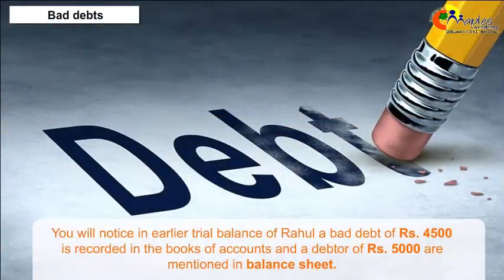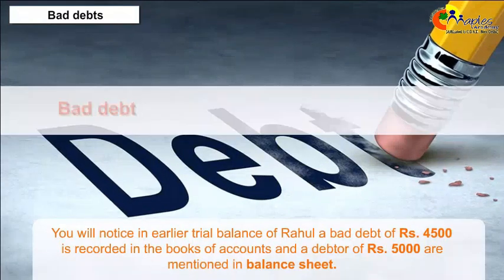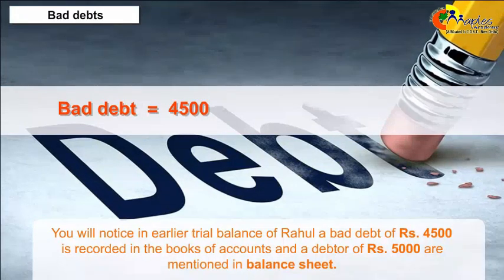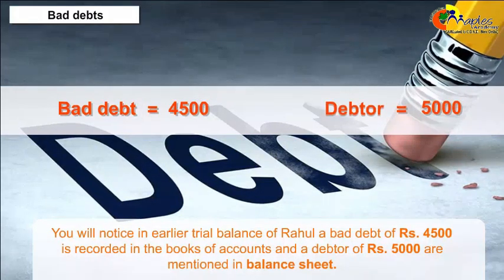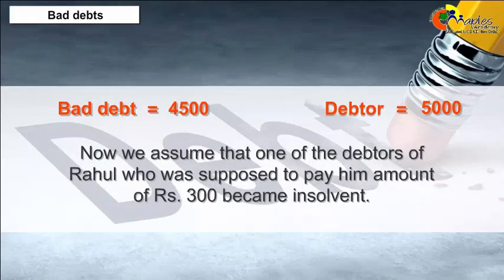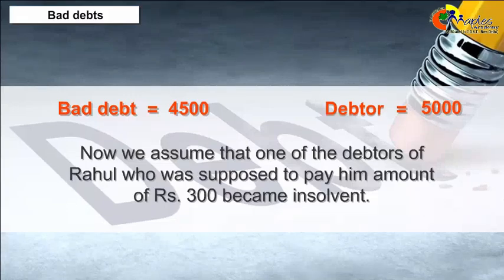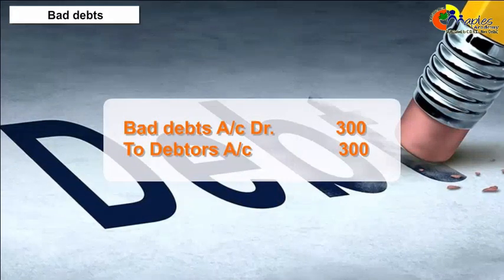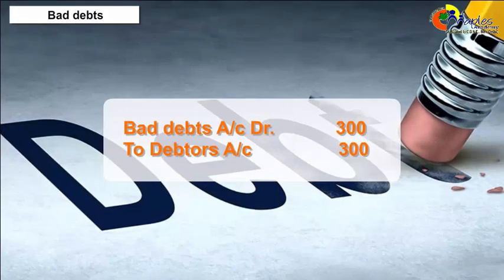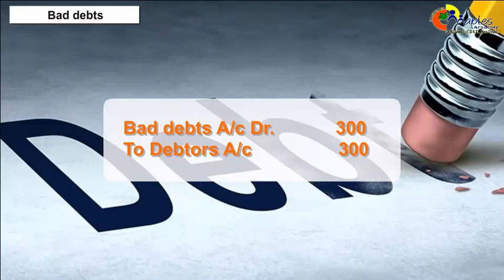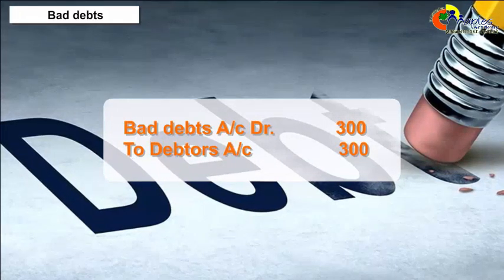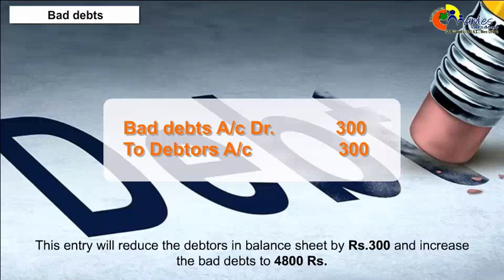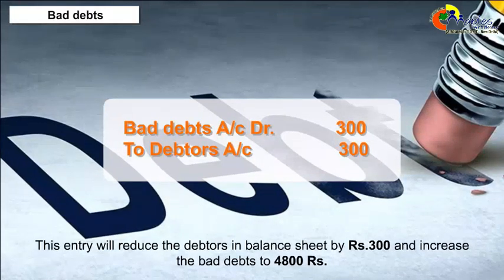You will notice in the earlier trial balance of Rahul, a bad debt of 4,500 rupees is recorded in the books of accounts and a debtor of 5,000 rupees is mentioned in the balance sheet. Now we assume that one of the debtors of Rahul who was supposed to pay him the amount of 300 rupees became insolvent. So the adjustment entry for the same will be done as follows: bad debt account debited 300 to debtors account 300. This entry will reduce the debtors in the balance sheet by rupees 300 and increase the bad debts to 4,800 rupees.